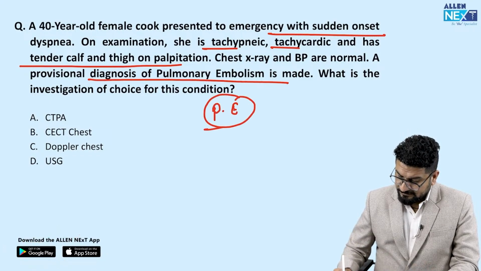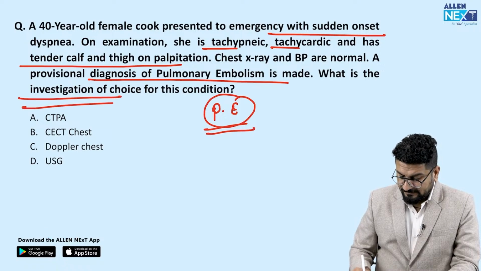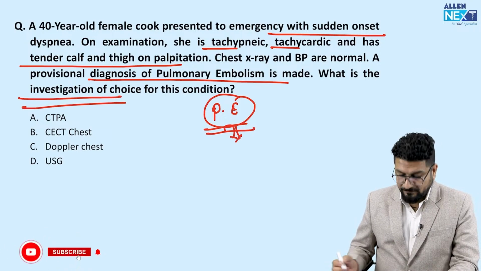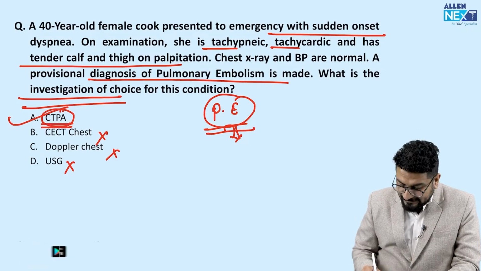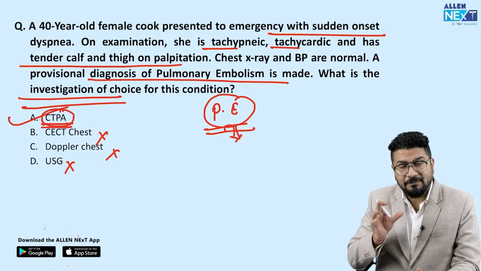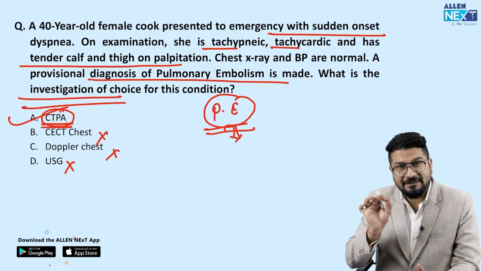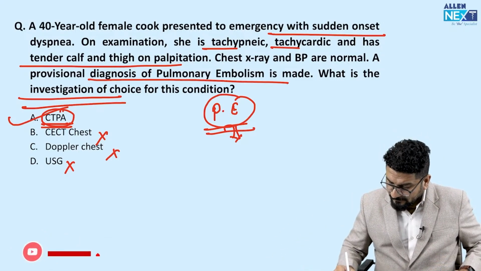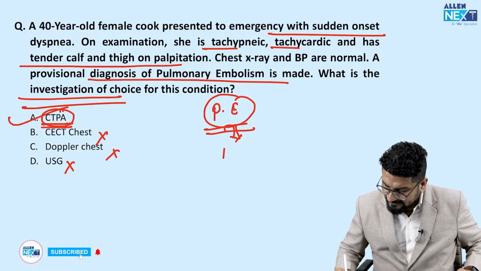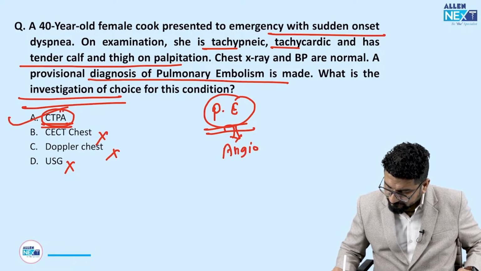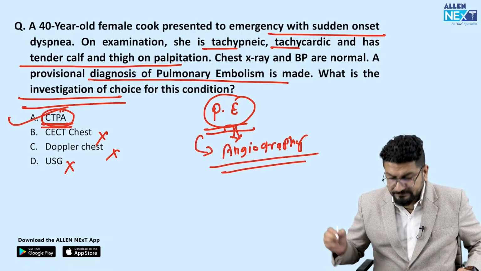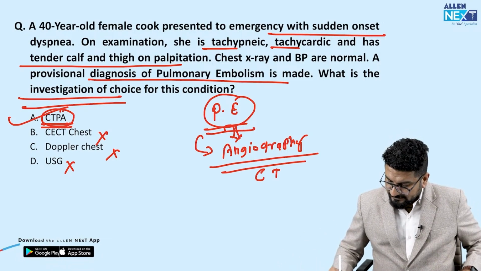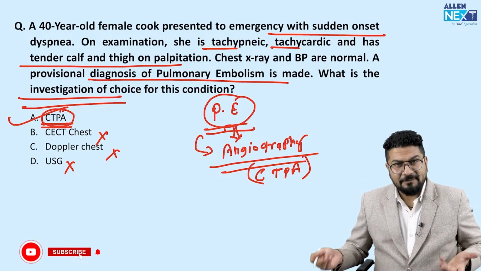To confirm this, what is the investigation of choice they are asking? The best test will be angiography. Angiography, we need to say CTPA, computerized tomographic pulmonary angiography. So CTPA is nothing else but angiography. So the investigation of choice, our gold standard, is angiography. What angiography do we use? CTPA. The term is now CTPA. You can use different terms, but actually it is the same, it's angiography.